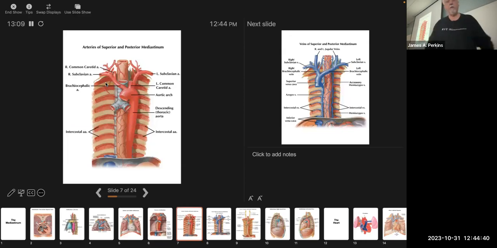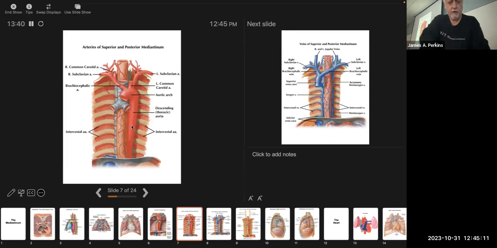We've already talked a lot about the arteries in the thorax, but let's review them here. Some of the arteries that lie in the superior mediastinum include the aortic arch itself and its three major branches: the brachiocephalic, left common carotid, and left subclavian arteries. And then all of the posterior intercostal arteries that branch directly off the aorta and travel through the intercostal spaces.